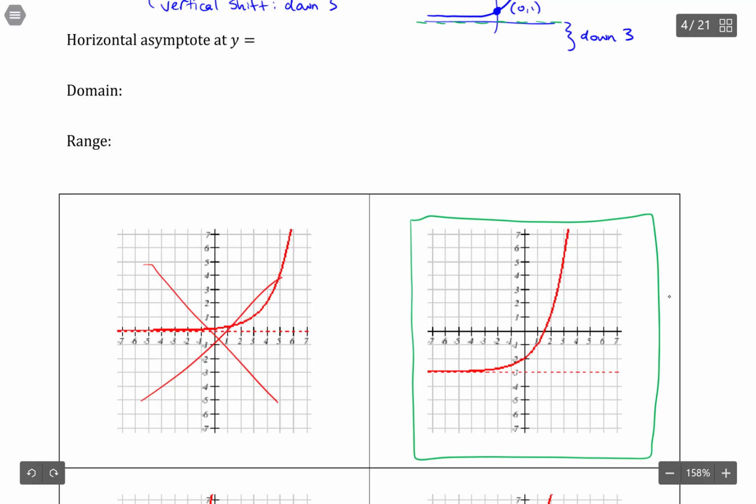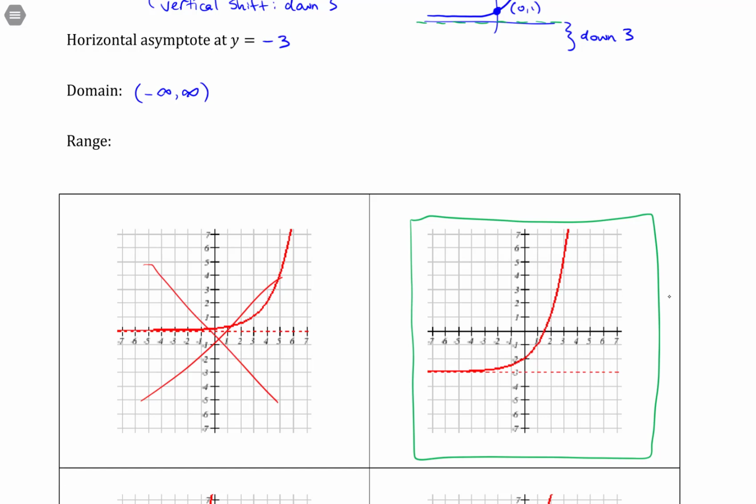Now that we have the graph itself, it's easier to answer these types of questions, like where's the horizontal asymptote, what the domain and the range are. Well, the horizontal asymptote, you don't really need the graph. You know that you're shifting down 3 units, and so it just moves from y equals 0 down 3 units to y equals -3. The domain of an exponential function is always all real numbers. So that's just a fact you can memorize and use. It's very simple to answer those.